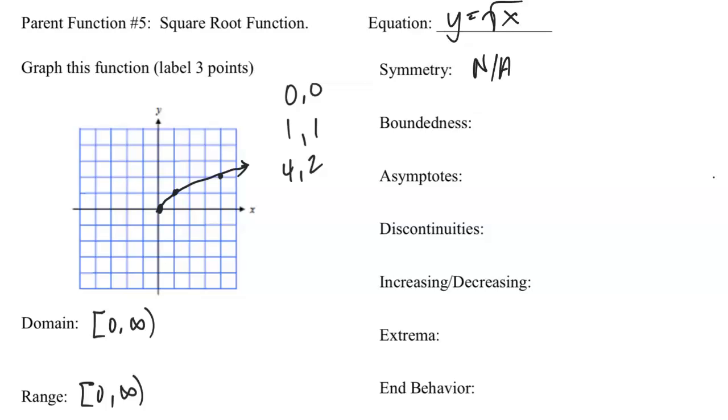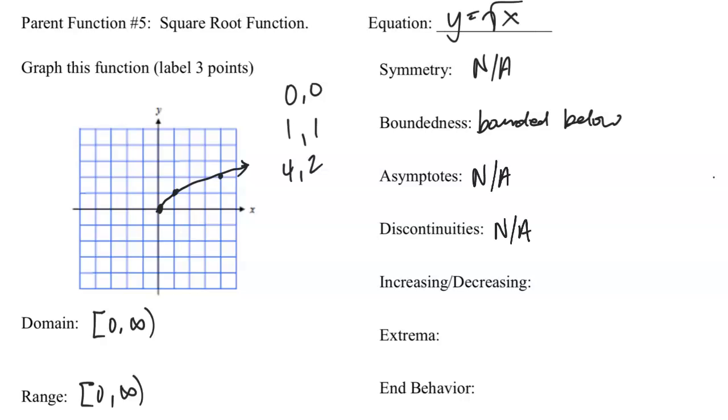Is there any boundedness? Yes, there is boundedness. It is bounded below. Take a look at that range. The bottom portion of that range is not negative infinity, and so therefore it is bounded below. Another way to think about it is you can draw a horizontal line that will go underneath the function and never touch it. Are there any asymptotes? No, there are not.